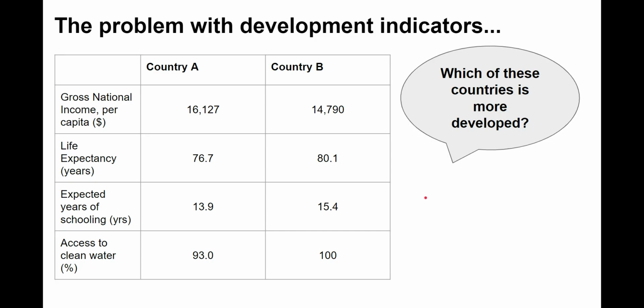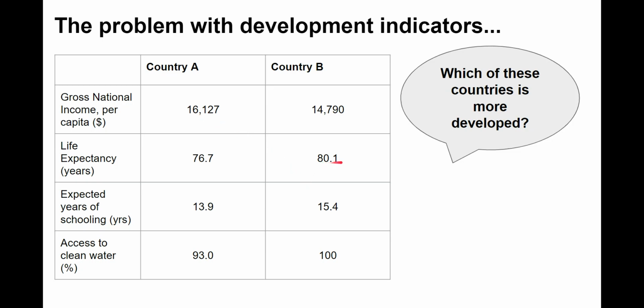So, if you think that the gross national income, just the amount of money in a country, is the most important thing, then clearly we're going to think that country A is the more developed. It's got GNI per capita of $16,127 compared to only $14,790 in B. So if we're just going to look at the gross national income, just the economic indicator, we're clearly going to think that country A is the more developed.